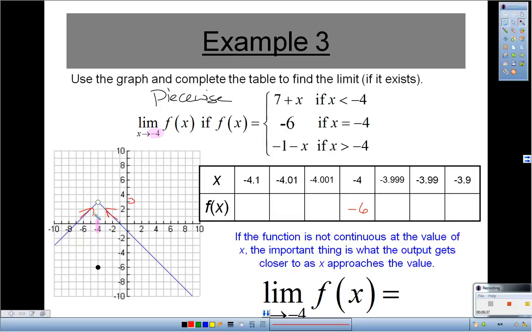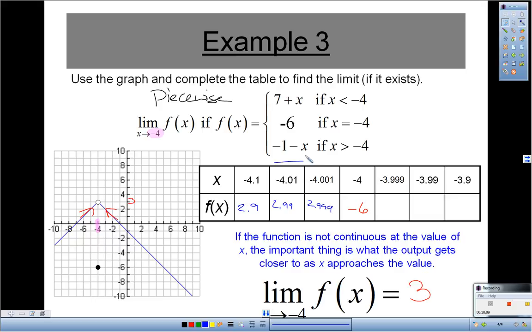So the limit in this case would actually be 3, because remember, the limit is not necessarily what it's defined at, it is what it is approaching. And so in this case, they're both approaching 3 from the left-hand side and the right-hand side. Now, we can prove that using our t-table. Again, I picked numbers that are bigger than -4 and smaller than -4. So if you plug these values in, you'll get 2.9, you'll get 2.99, and you'll get 2.999.